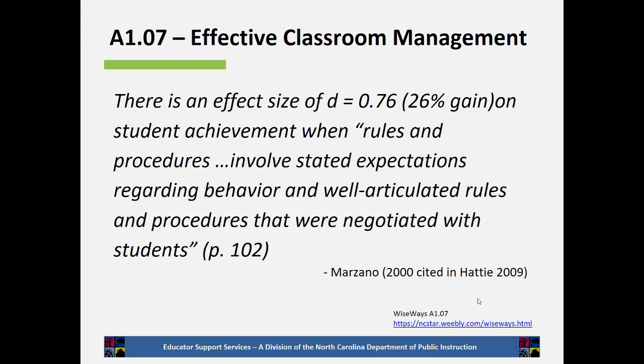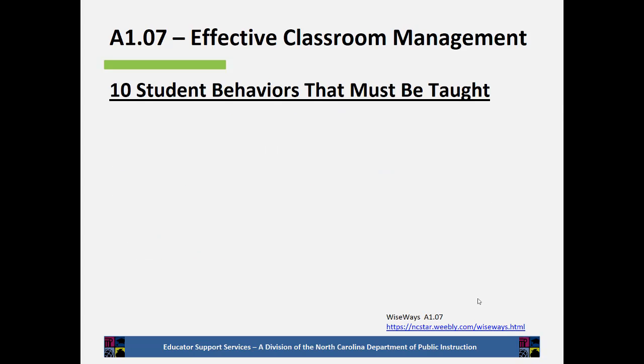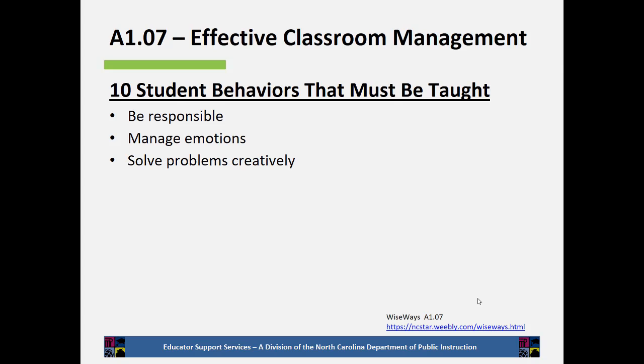So that's a really important thing to think about in terms of how important spending time on rules and procedures is in your classroom. The other thing that I want to share with you from the Wise Ways is around 10 student behaviors that have to be taught to kids. The first one is around being responsible. We want to make sure that kids understand that they have an obligation to engage in safe, ethical, legal behaviors. We want them to manage their emotions. How can they regulate their feelings so that what they're doing actually is helping in the handling of a situation as opposed to impeding the handling of a situation?